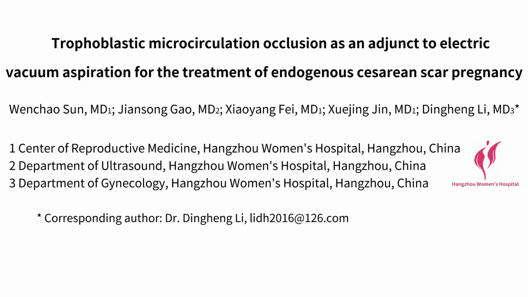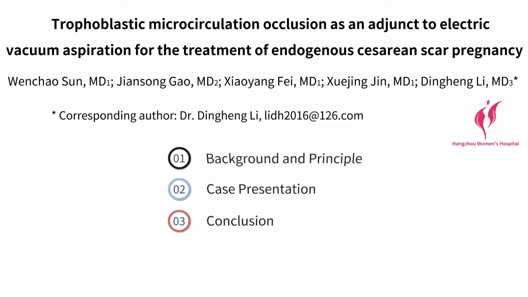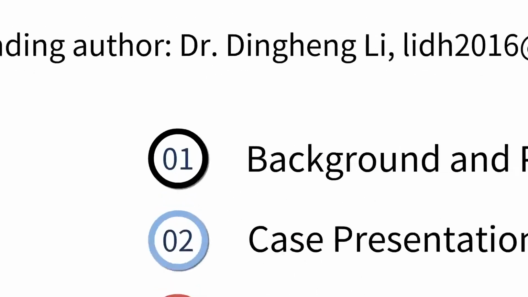Trophoblastic microcirculation occlusion as an adjunct to electric vacuum aspiration for the treatment of endogenous cesarean scar pregnancy. In this video, we describe a simple adjunct treatment option called trophoblastic microcirculation occlusion, which could change subsequent high-risk electric vacuum aspiration in patients with an endogenous cesarean scar pregnancy into a routine conventional surgical procedure.